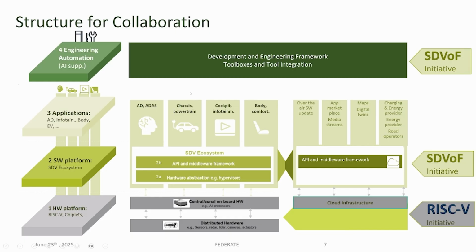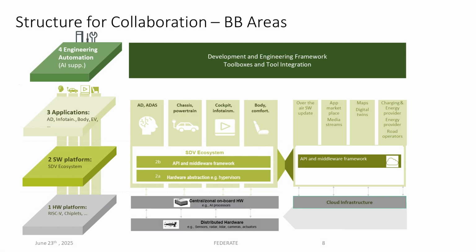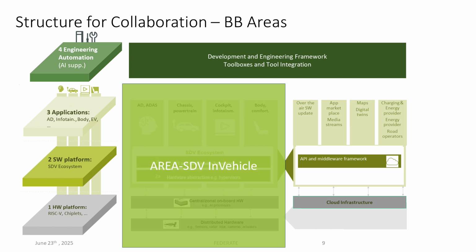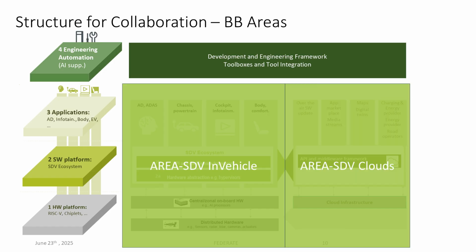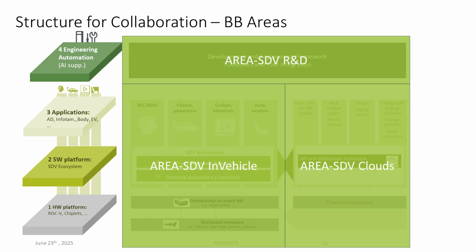So for us, to map that to our architecture, we have defined so-called building block areas. For example, here you have this area SDV in vehicle. It means if a building block is in this area, then it's running in the vehicle stack. Or if it's in this area SDV cloud, then it runs in some of these clouds we have defined. So there are several clouds. There is an on-premise cloud, for example, a service provider cloud, and others. And at the top, we have this R&D cloud where we have our research and development tools.